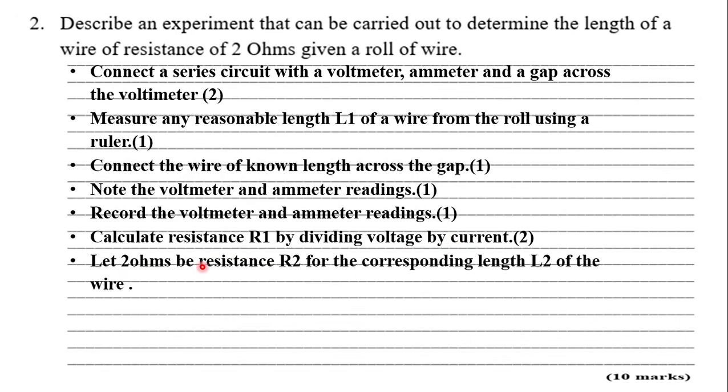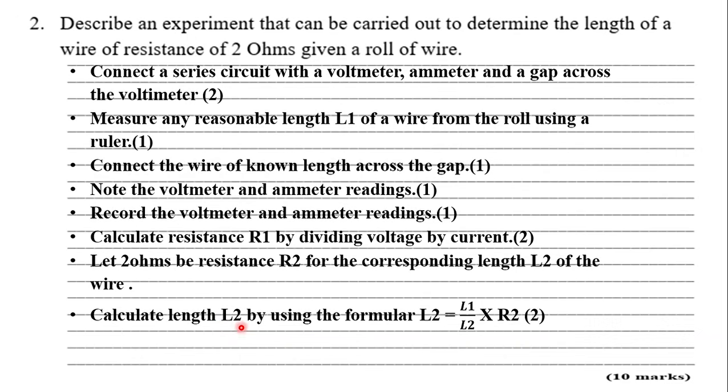Then you let 2 ohms be resistance R2 for the corresponding length L2 of the wire. So it is this L2 that is needed. All right. So calculate the length L2 using the formula L2 = L1 over R1 multiplied by R2. So R2 here is the given 2 ohms.